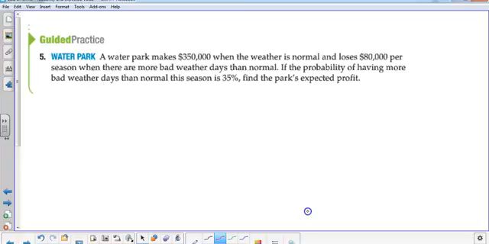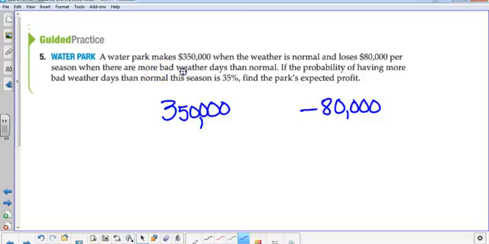Here we go. We're going to try this question, which you don't have, I don't think, and then we'll do the two you have. A water park makes $350,000 when the weather's normal. They lose $80,000 when there's more bad days than good. If the chance of having more bad days than good is 35%, what's the chance that it's good weather then? 1 minus 0.35 is?